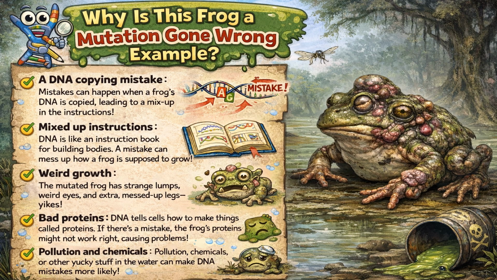Yikes. Bad proteins. DNA tells cells how to make things called proteins. If there's a mistake, the frog's proteins might not work right, causing problems. Pollution and chemicals. Pollution, chemicals, or other yucky stuff in the water can make DNA mistakes more likely.